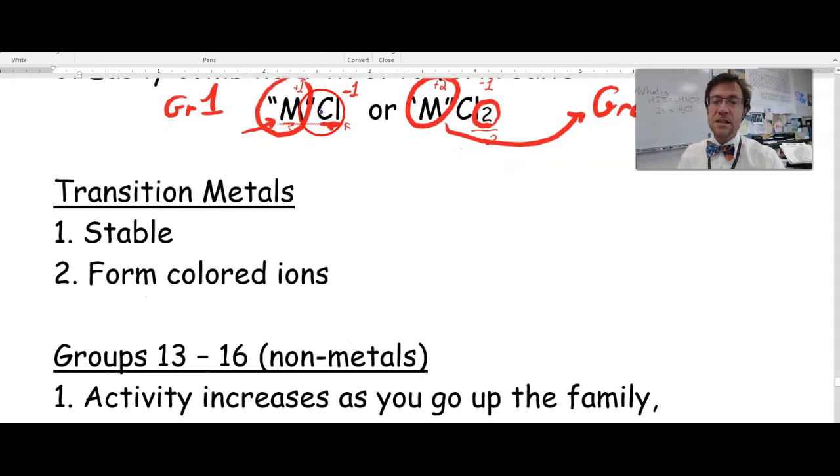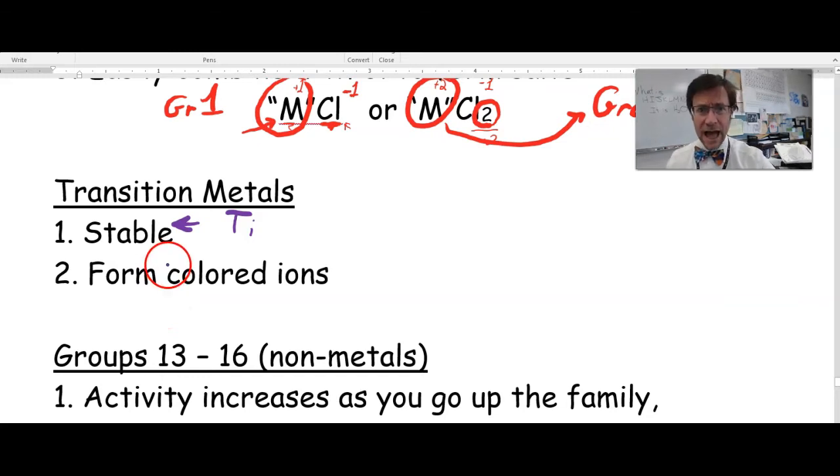Let's bump over to the transition metals. There are only 2 things that we really need to know about transition metals. They are stable. In other words, they don't react. These are things like titanium. Man, dude, we make fighter jets out of titanium. That means it's going to be pretty stable. I hope, because we don't want the bodies of an F-15 or F-14 to spontaneously burst into flames while they're zipping through the sky.